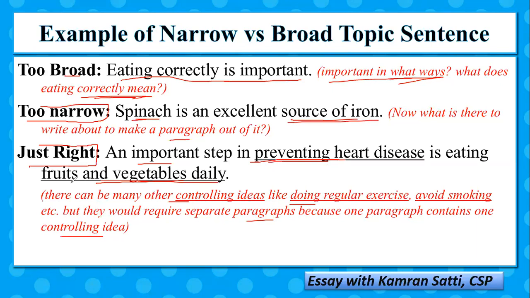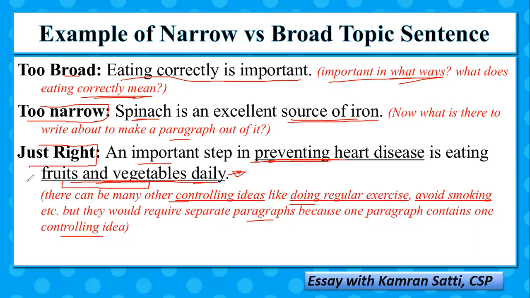Now, why have I lumped fruits and vegetables together in one topic sentence? This is because they are related controlling ideas. Fruits and vegetables are a way to prevent heart diseases by moderating your eating habits. Okay, by changing your eating habits, that is by eating fruits and vegetables daily, you can prevent heart diseases. This is just to elaborate on the concept that the controlling ideas can only be related, and they shouldn't be unrelated. Like you can't write that an important step in preventing heart disease is eating fruits and doing regular exercise. Now they are unrelated, but in the exam, once again, this was just to make the concept clear.